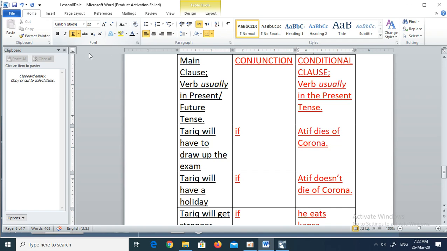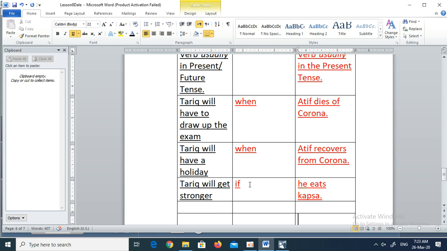So, Tariq will have to draw up the exam when Artif dies of corona. Tariq will have a holiday when Artif doesn't die of corona. Or we can say when Artif recovers from corona, Tariq will have a holiday. Tariq will get stronger whenever he eats kapsa.